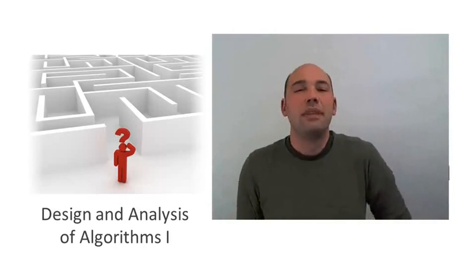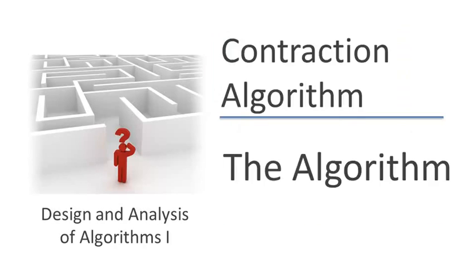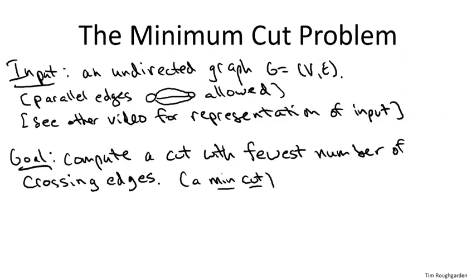So now I get to tell you about the very cool randomized contraction algorithm for computing the minimum cut of a graph. Let's just recall what the minimum cut problem is. We're given as input an undirected graph, and parallel edges are allowed. In fact, they will arise naturally throughout the course of the algorithm. That is, for a given pair of vertices, we allow multiple edges to have that pair as endpoints.